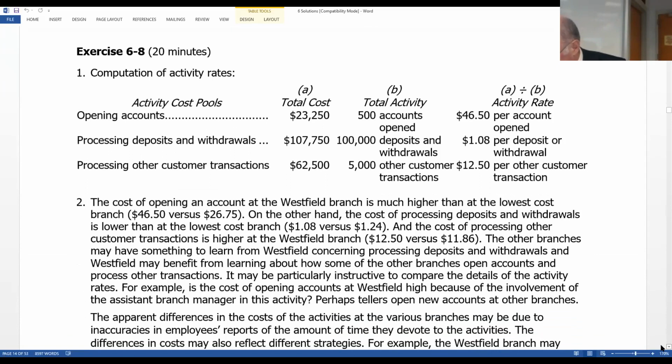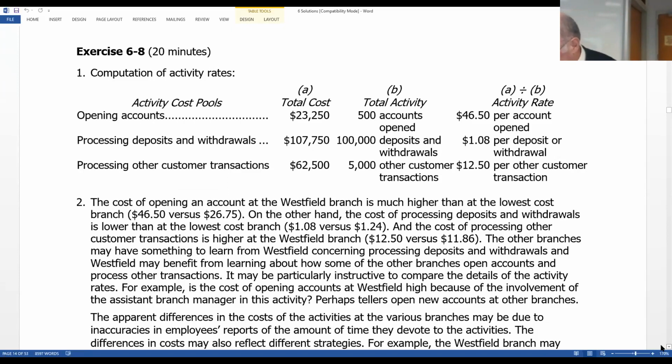It should be assigned only if exercise 7 is also assigned. The manager of the Westfield branch of Security Home Bank has provided the following data concerning the transactions of the branch during the past year. So they have opened accounts. They opened 500 accounts. So we take that, what was it, 23,250 divided by 500 to get $46.50. That's the cost, rather, of opening a new account, $46.50.